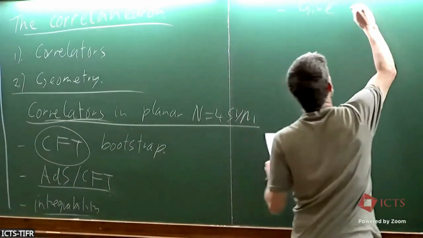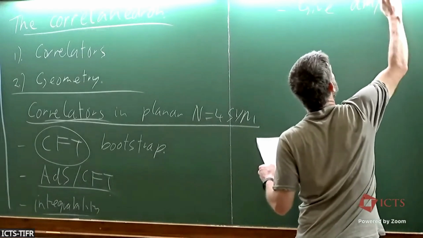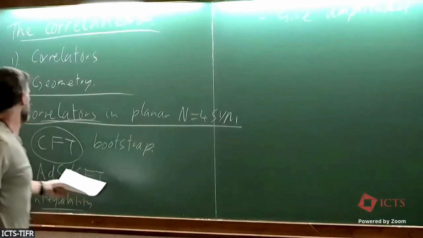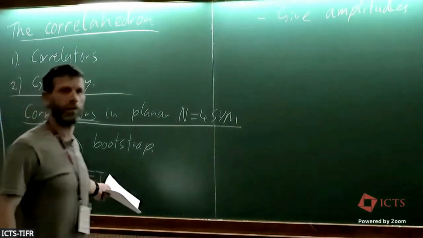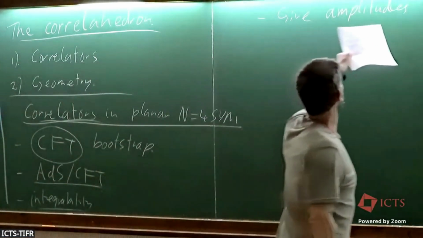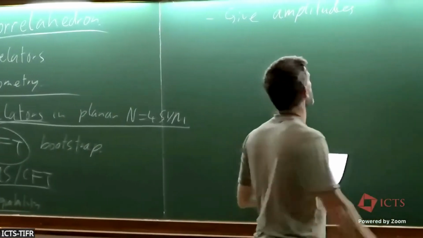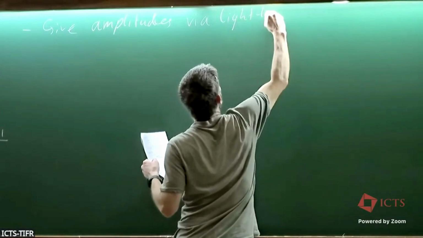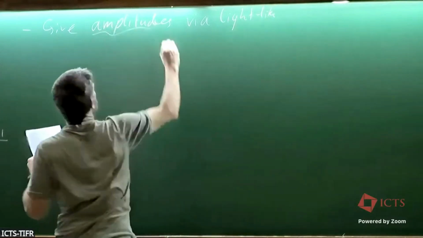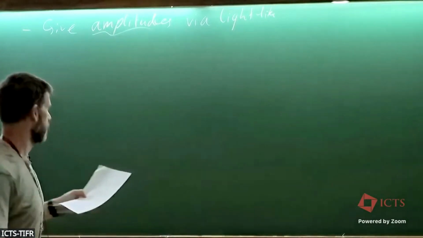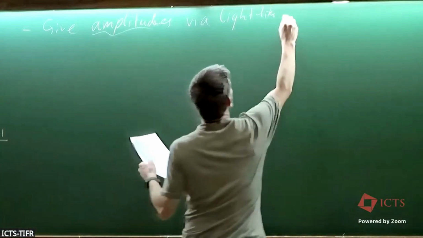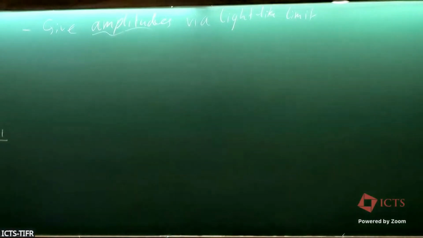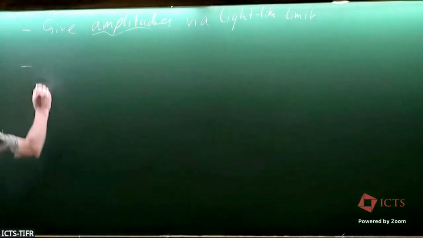And probably of main interest here is that they give amplitudes. So they give amplitudes in two different ways. AdS/CFT gives amplitudes at strong coupling, string theory amplitudes in 10 dimensions. But in a much more mundane way, they give amplitudes via a light-like limit. And these are the normal amplitudes that we've been talking about today and last week. So in other words, the amplitudes in planar N=4 super Yang-Mills, in flat 4D space.